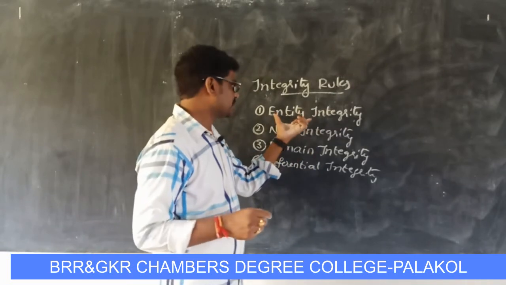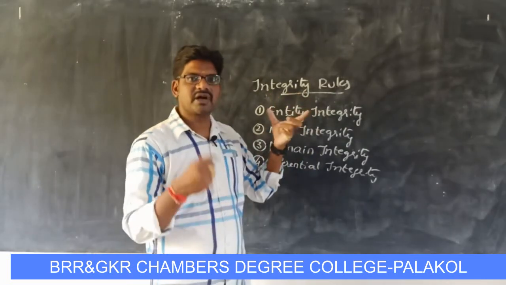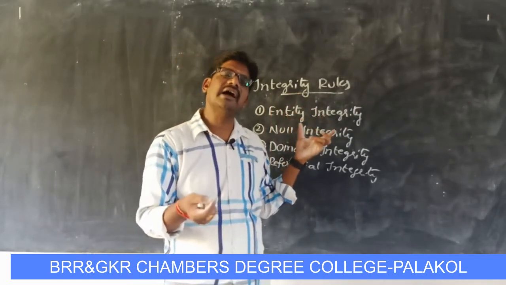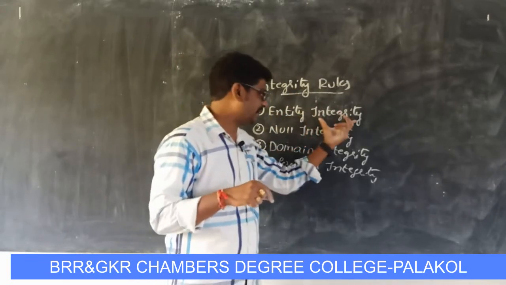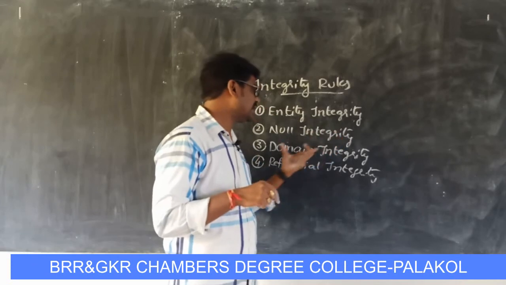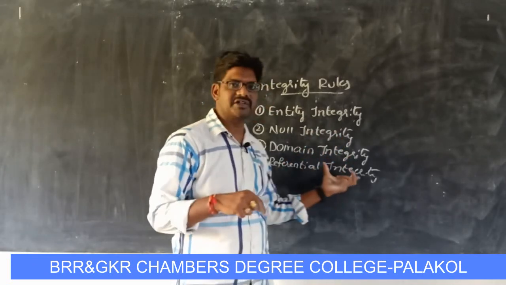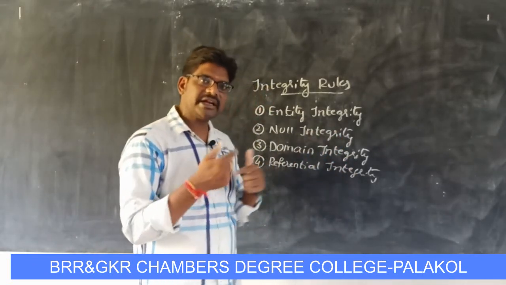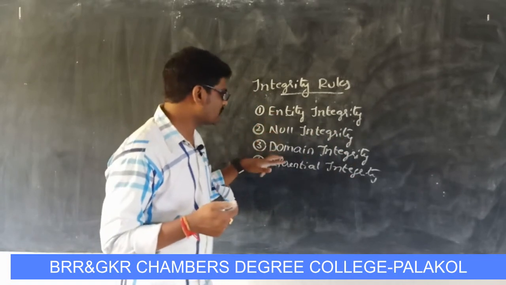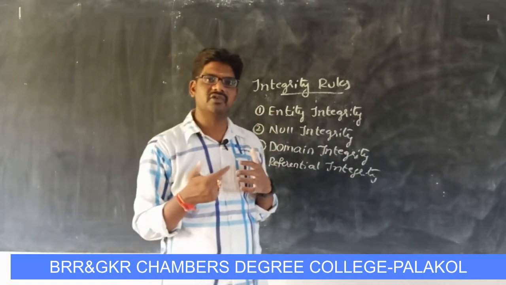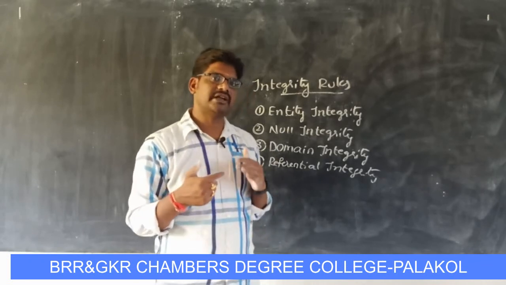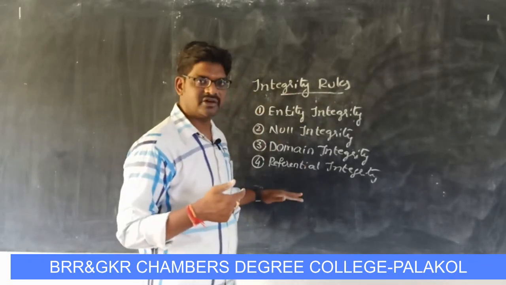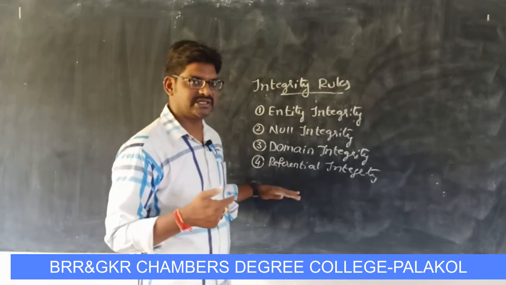So what does integrity mean? We have to maintain correct and accurate data within the database with the help of entity integrity, null integrity, domain integrity and referential integrity. So entity, null, domain and referential integrity are the integrity rules we have to maintain within the database. Okay, so that is the information about the integrity rules. I hope you are understanding this concept. Thank you.